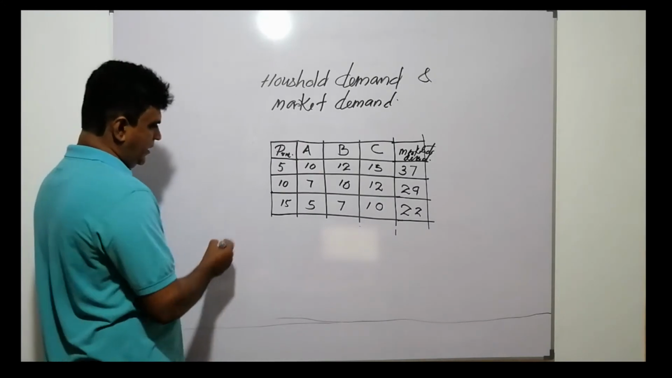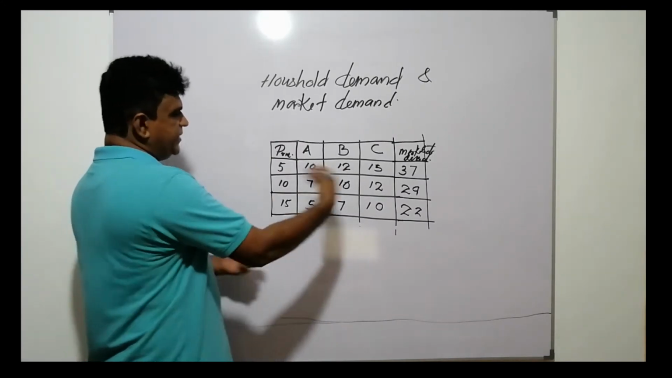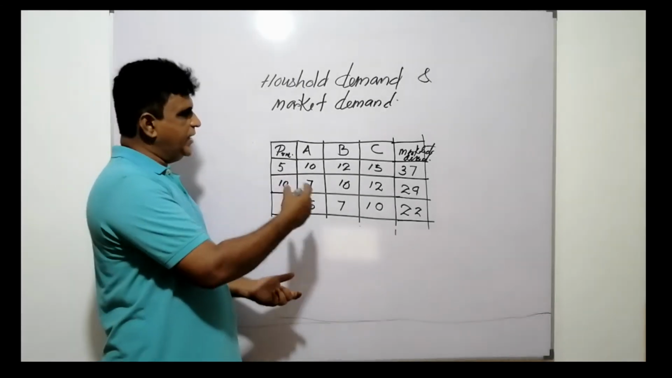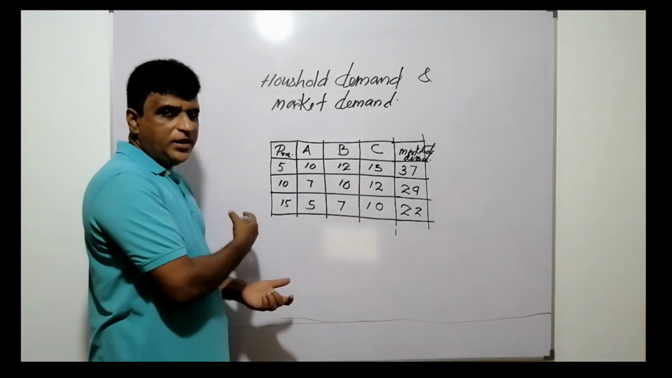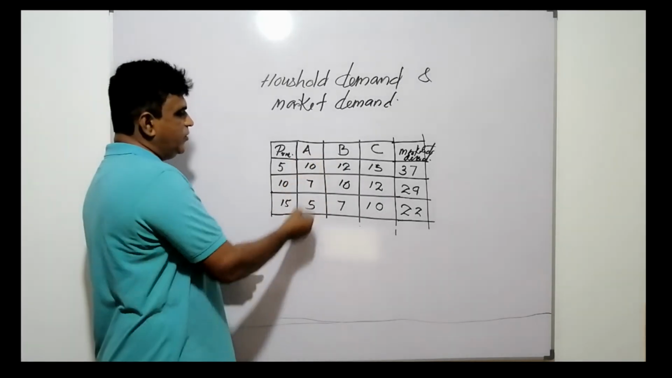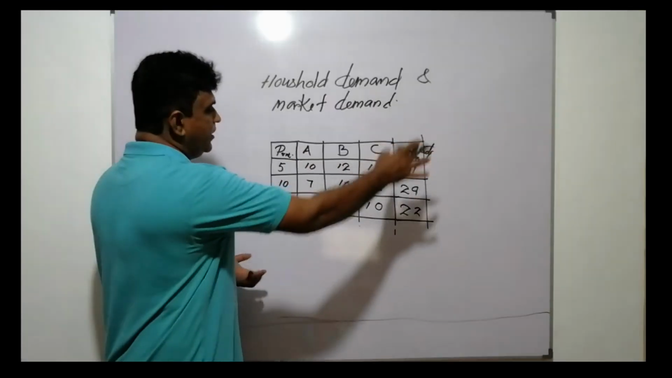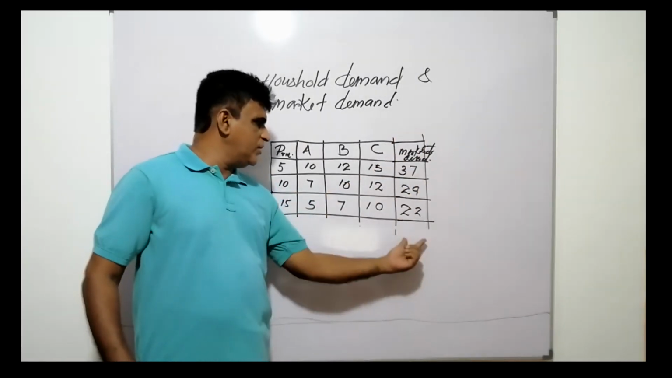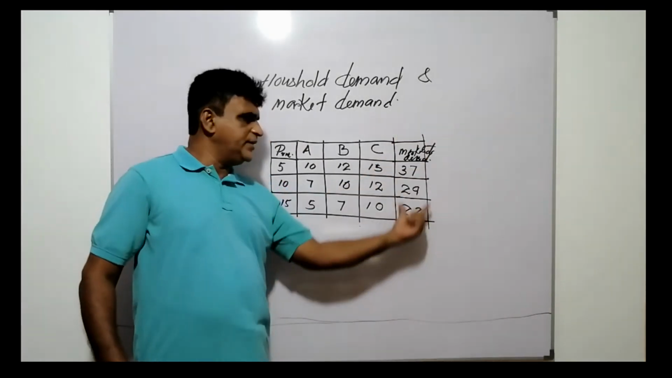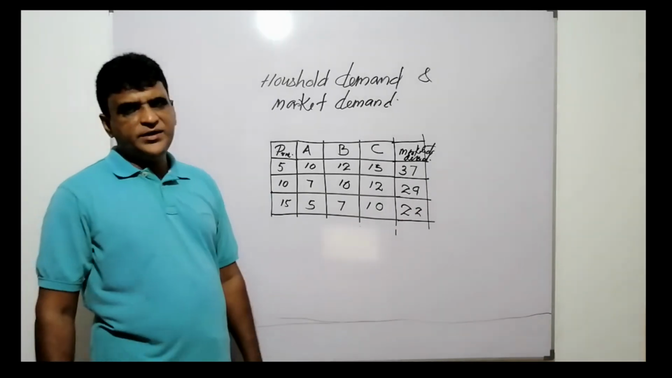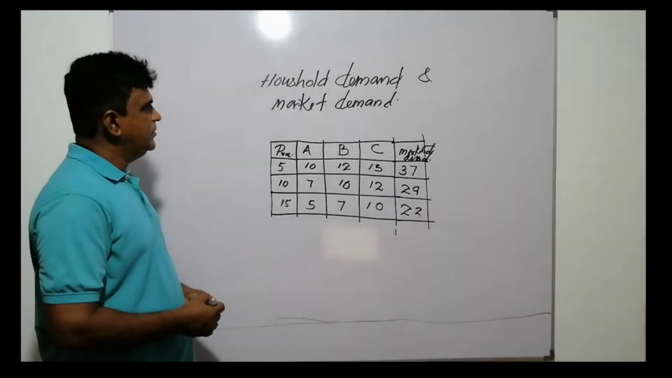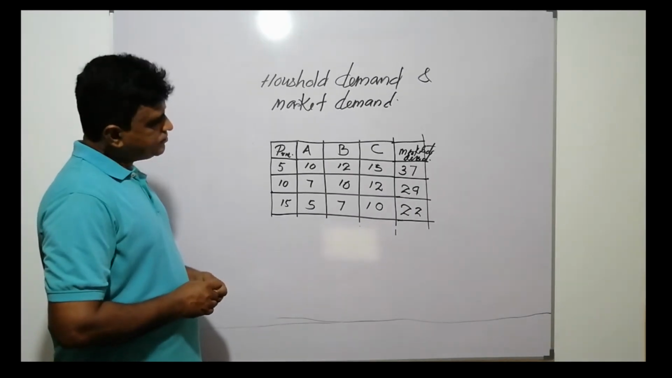Then you can represent this market demand also by the demand curve. You can draw these curves individually, and if you draw the demand curve under this quantity, then that is the market demand curve. Right, market demand curve.